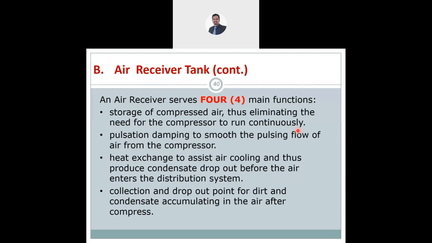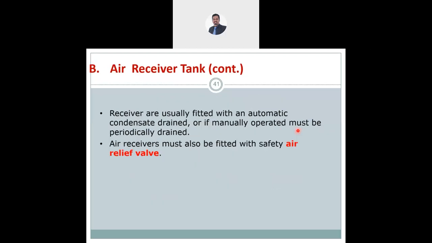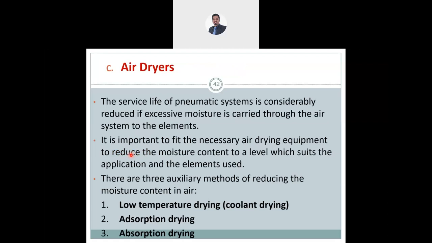Okay, so yang ni pun favorite question juga. Okay, then you boleh tengok ada a few lagi. Receiver are usually fitted with automatic condensate drain. Yang ni untuk for you to check lah maintenance. Okay, so air receiver must be fitted with safety air relief valve. Yang ni untuk kurangkan air pressure inside your tank. Dia akan automatically keluarkan the air pressure. Okay, so that's the second thing.